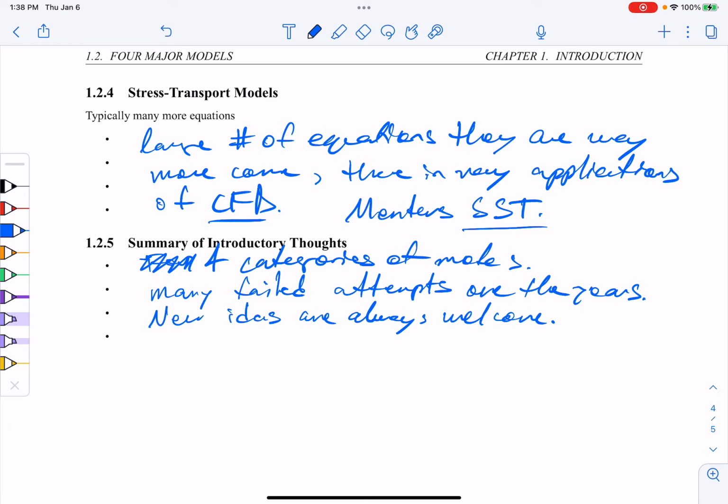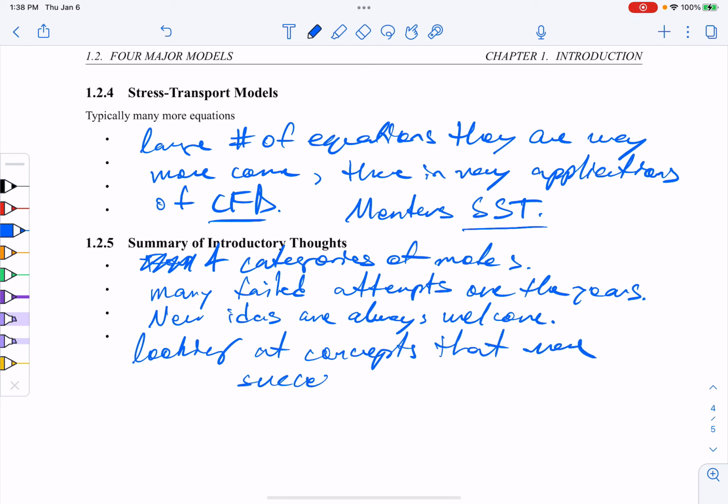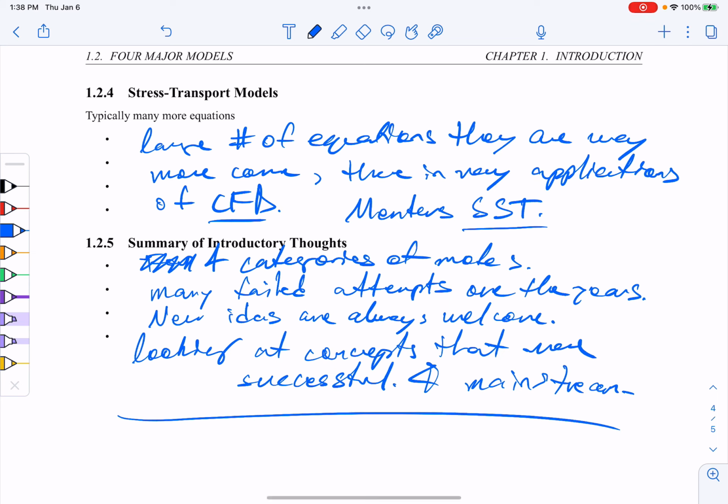So we're looking mainly at concepts in this class that were successful. And maybe I should write mainstream. Hopefully you can read my writing. It certainly beats writing on a chalkboard. So that's the overview of the first class and the 4 major types of models. And I haven't really defined or gotten to what LES is, but we'll look at that too. And a little bit at one class on DNS.